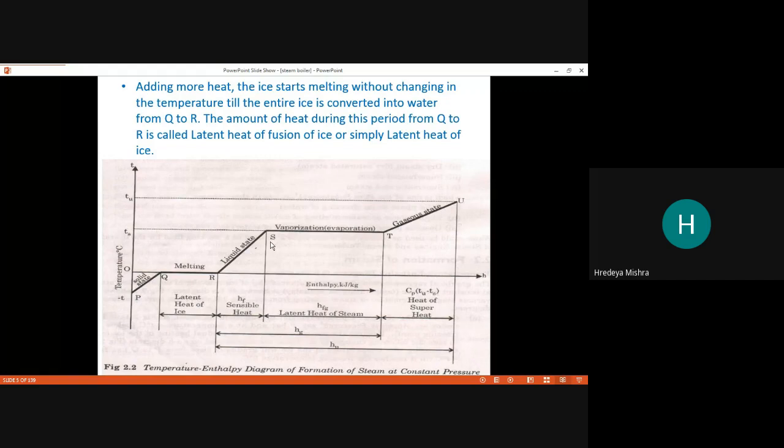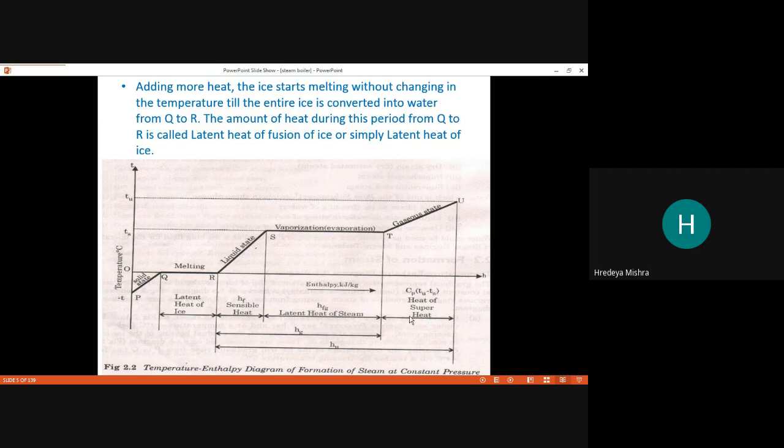Now at S, the liquid, means water, starts to convert to steam, and till T all the water converts to steam. Then what happened? Here, heat of the superheat, means now what happened?